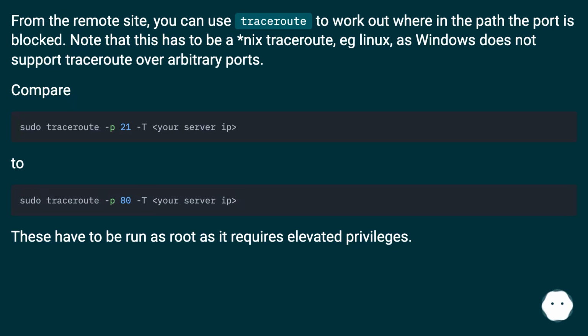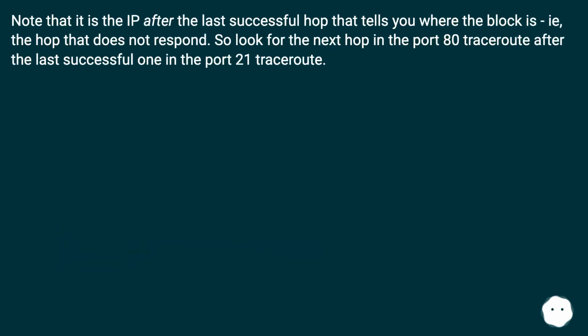Compare the two traceroutes, one on port 80 and one on port 21. These have to be run as root as it requires elevated privileges. Note that it is the IP after the last successful hop that tells you where the block is, i.e., the hop that does not respond. So look for the next hop in the port 80 traceroute after the last successful one in the port 21 traceroute.